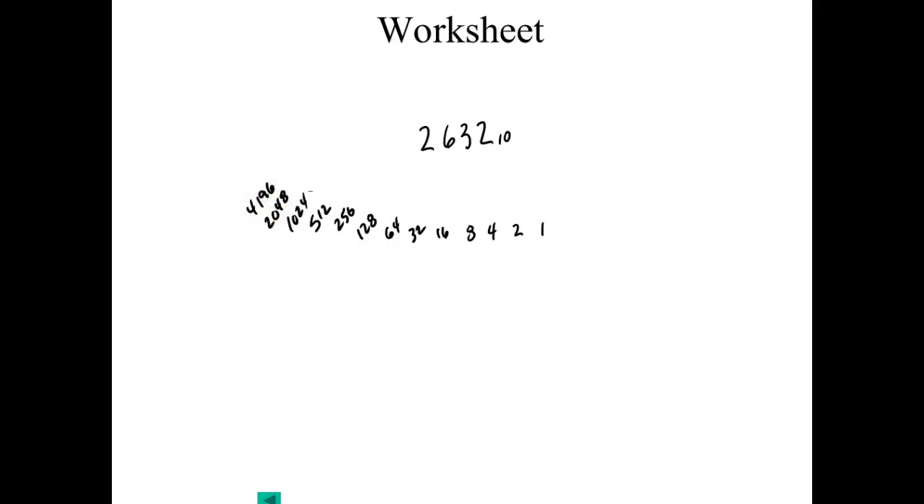4,096. Is that right? I might have messed up. See, I even have problems. So what comes after 2048? 4,096. For some reason, I wanted to put something else, and I can see that in my head.